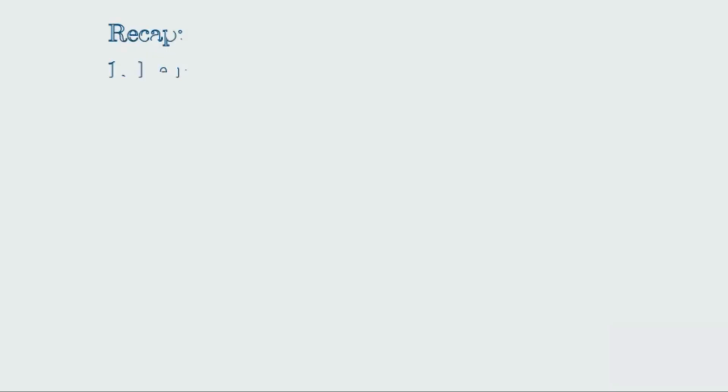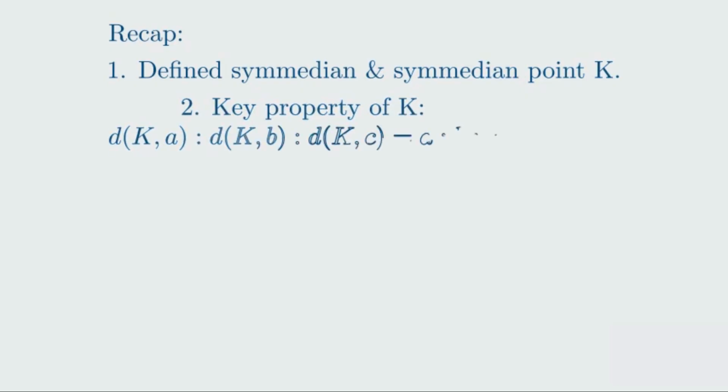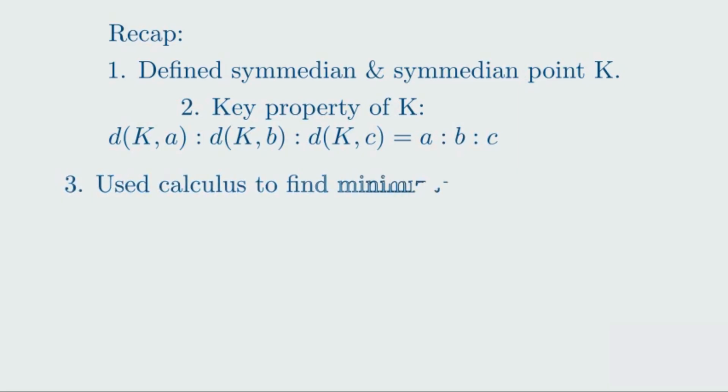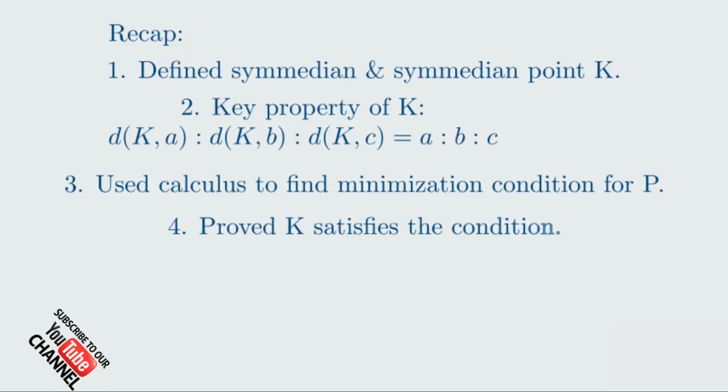We learned a key property of the Symmedian point. Its distances to the sides of the triangle are proportional to the lengths of those sides. This is a defining characteristic. We then translated our minimization problem into a calculus problem, showing that the point P, which minimizes our expression, must satisfy a specific geometric condition. Finally, we proved that the Symmedian point K is the unique point in the triangle that satisfies this condition. Therefore, it is the point that minimizes the expression PA over A plus PB over B plus PC over C.